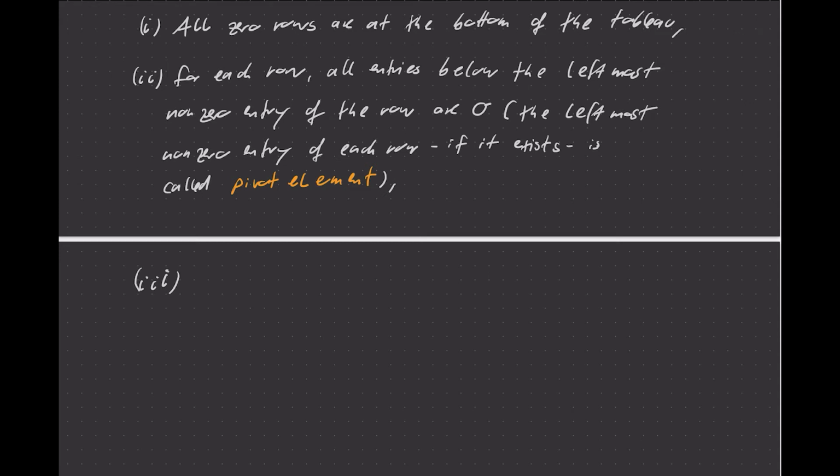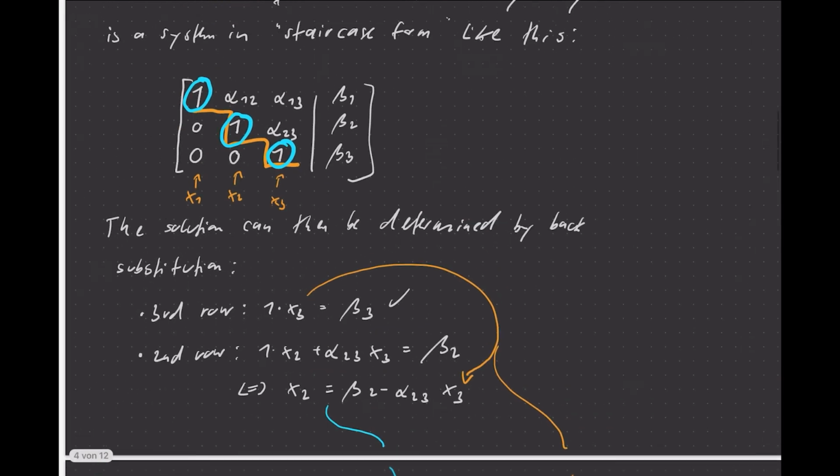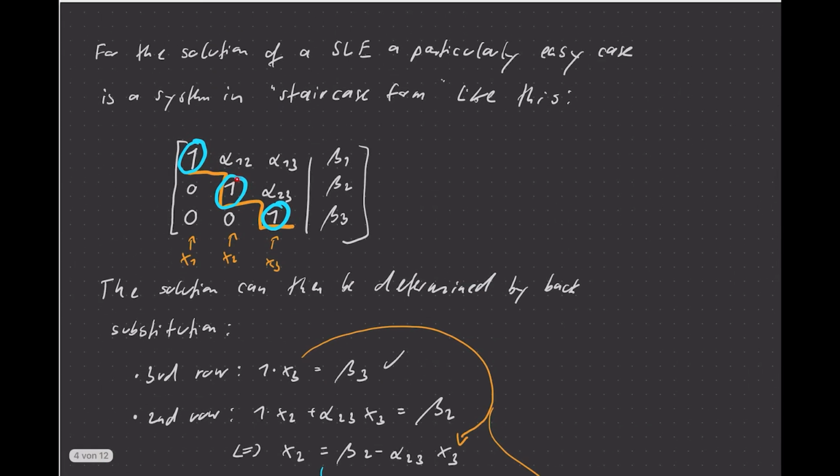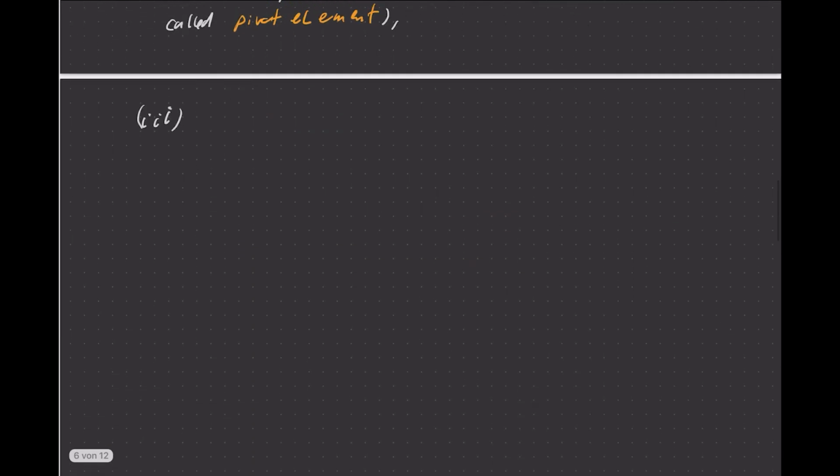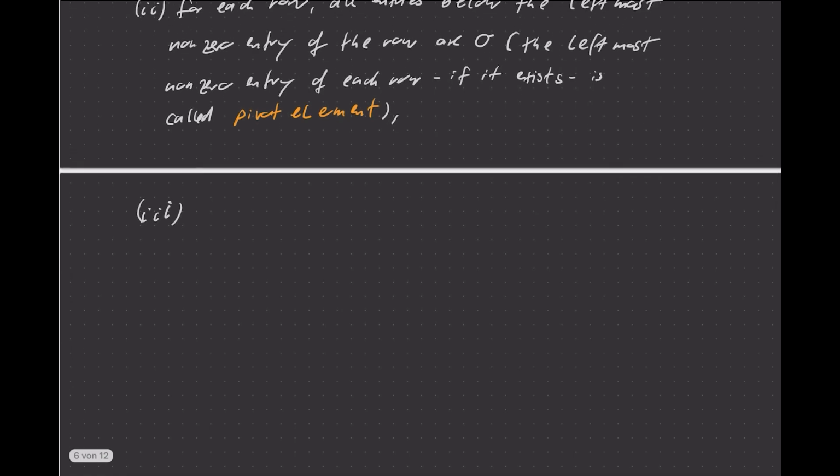Third property: each pivot element is strictly to the right of all pivot elements in the rows above. Here, if we're looking at a pivot element like this one, that is strictly to the right of all pivot elements of the rows above. So here's one row above, here's the pivot of that, and it is strictly to the right. And the next one is strictly to the right. So we only move to the right as we move downwards for the pivot elements.